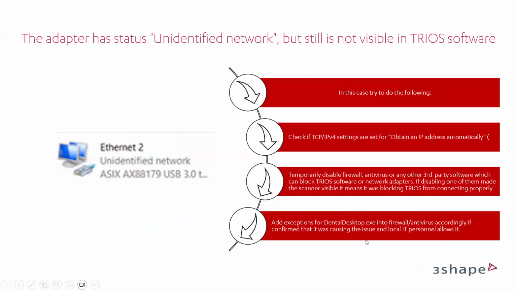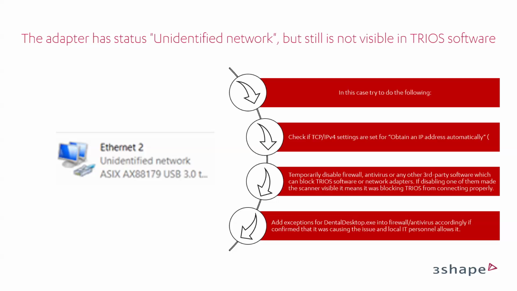Also, if the adapter has the status of Identified network, but is still not visible in Trio software, in this case you need to try the following steps. Check if the TCP IPv4 settings are set to obtain an IP address automatically, then temporarily disable the firewall, antivirus, or any other third-party software that may block Trio software or network adapters.